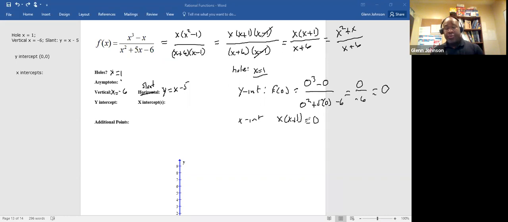For the x-intercept, we're going to look at the simplified version of the rational expression. Now, I should have done that for the y-intercept as well. But once again, it doesn't make a difference. The y-intercept turned out to be the same. So here we set each factor equal to 0. It should be pretty easy that we'll have x equals 0 and x equals negative 1 for our x-intercepts. So one of those, the x-intercept of 0, was also the y-intercept.